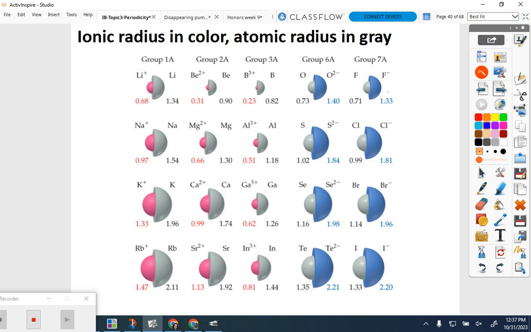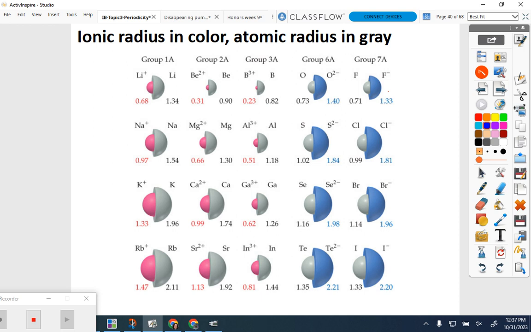But you can see going across, starting on the left side of the S block, going into the P block, towards the end of the P block, you can see the gray spheres are getting smaller. And then you can also see, the cations are pink, and they're all smaller than the neutral atoms. And within the pink, they're also getting smaller as we go across. They're getting bigger as we go down, just the same way that the neutral atoms get bigger as we go down, because we're still adding an energy level from row to row.